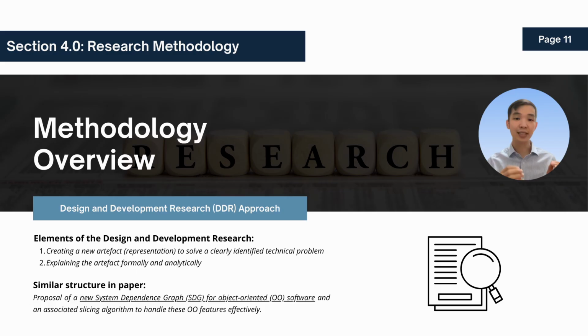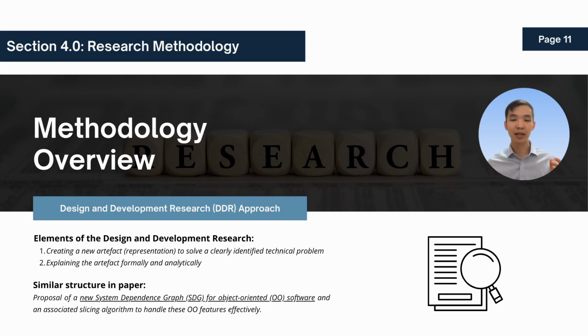So in this paper, we see that the artifact is the new system dependence graph, also known as SDG representation, for object-oriented software, together with a slicing algorithm that handles classes, inheritance, and polymorphism, all of which are concepts of object-oriented programming. The author doesn't just propose the representation, they also analyze its structure to reason about its efficiency, and then finally also demonstrate it through a real-world C++ system implementation.